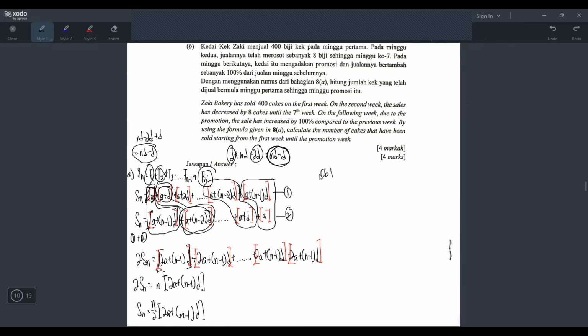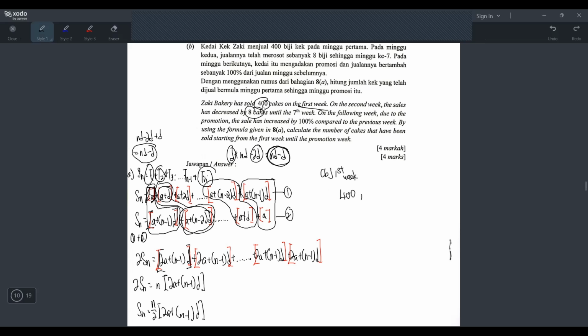Okay, let's read the question first. Zaki Bakery has sold 400 cakes on the first week. So first week. On the second week, the sale has decreased by 8 cakes. This is the second week until the 7th week. Okay, I think I can write down my progression. First week is 400 cakes. And then for my second week, it decreased by 8. So what is 400 minus 8?